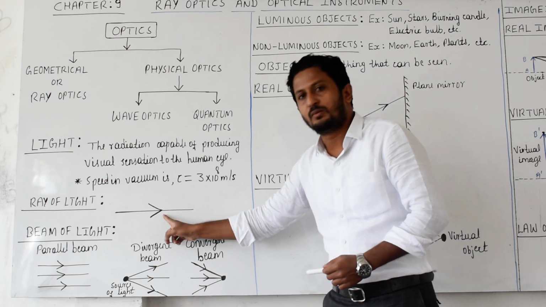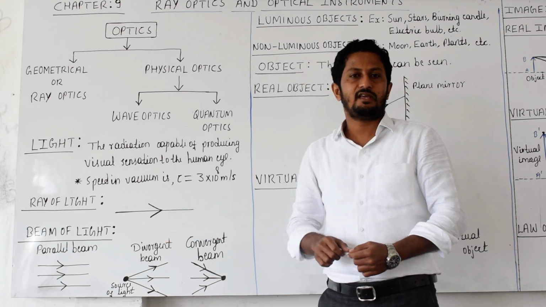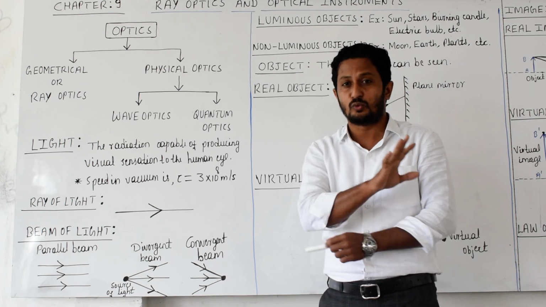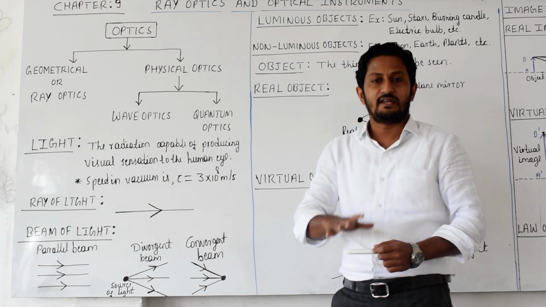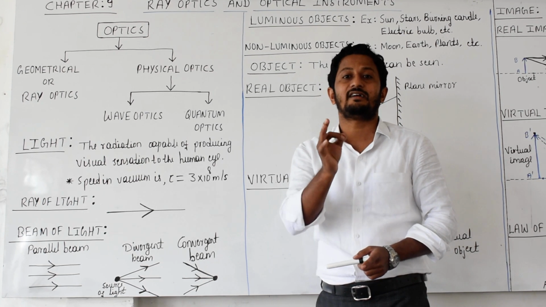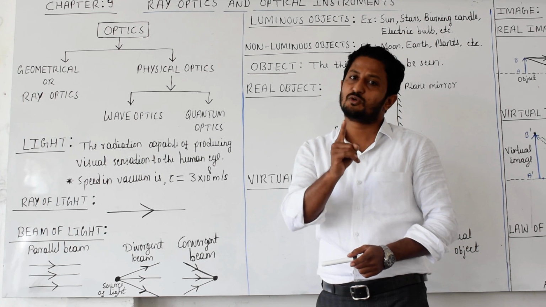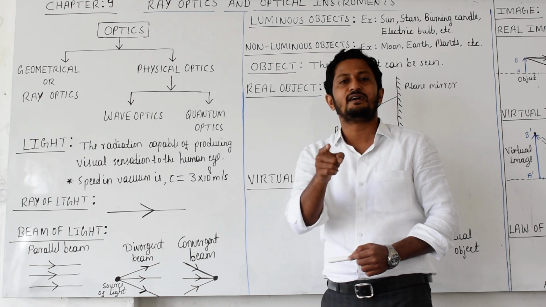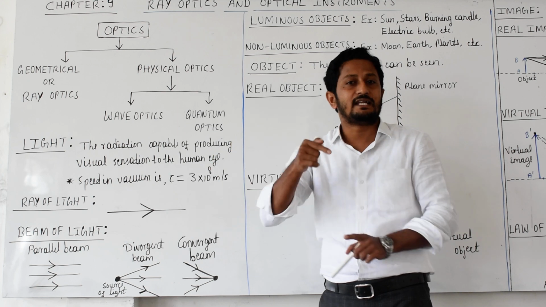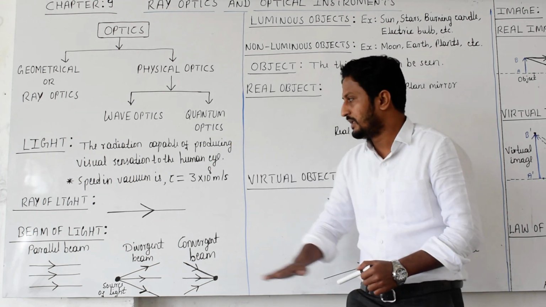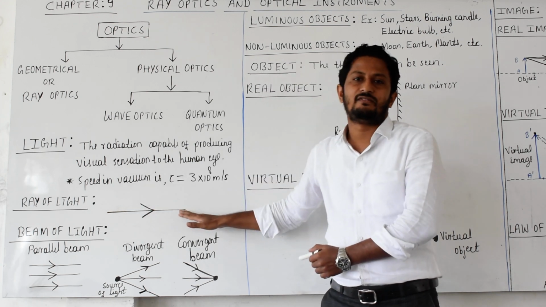In that previous class, I was telling you about the ray of light. Here, that arrow mark is very important. If you do not mention that arrow mark in the exam, you won't get any marks. If there is no arrow mark, then it is not to be called a ray of light. You must mention that arrow mark. The arrow indicates from where to where the light energy is moving. This is about the ray of light.